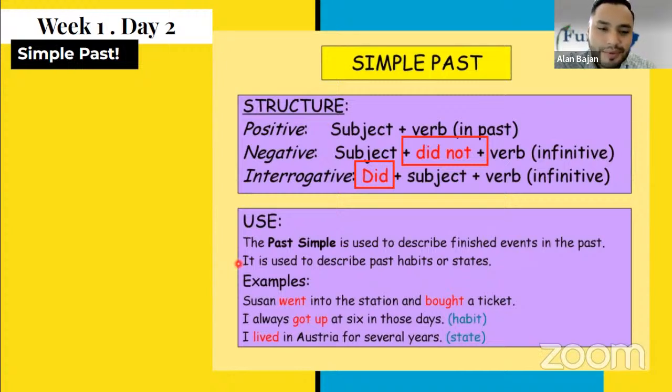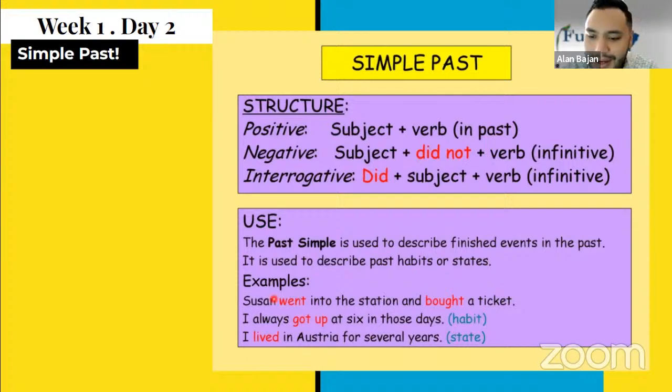So, with simple past, we can describe the stories and habits that we commonly had before, right? We will talk about our own personal stories. And of course, if we are talking about a condition or about time, we can always use simple past. So let's review. Susan went into the station and bought a ticket.